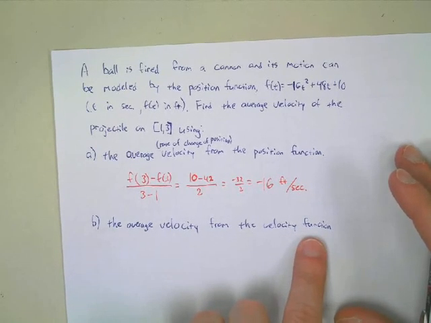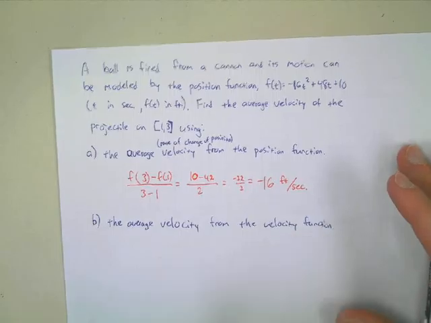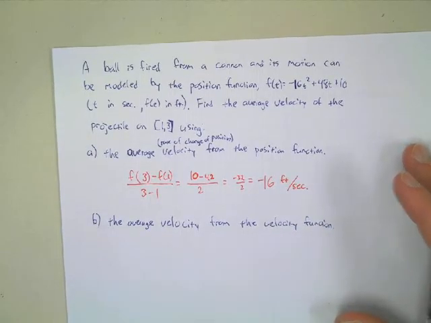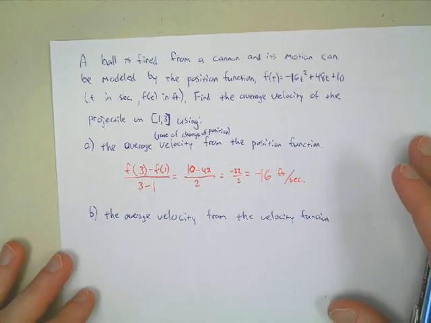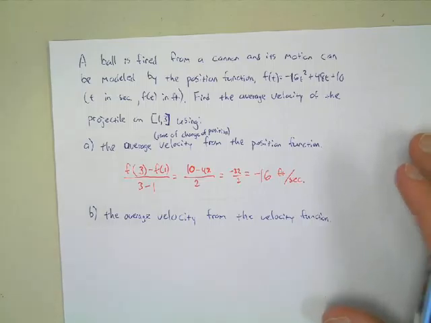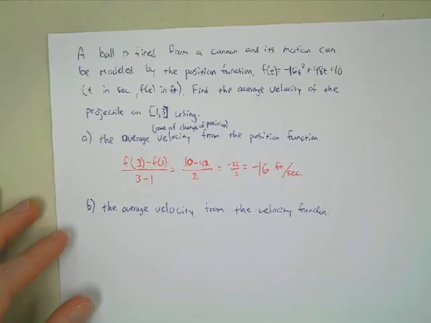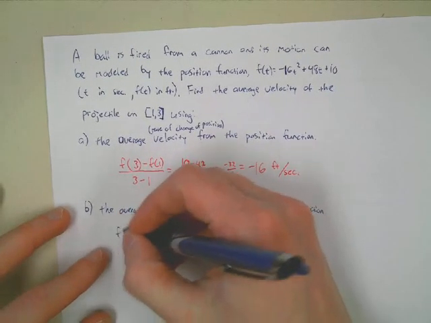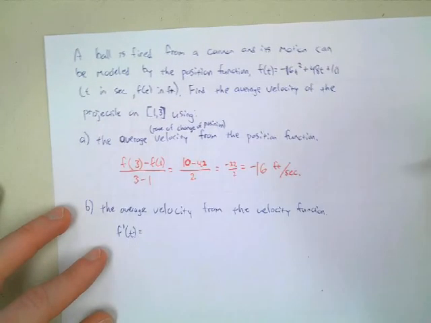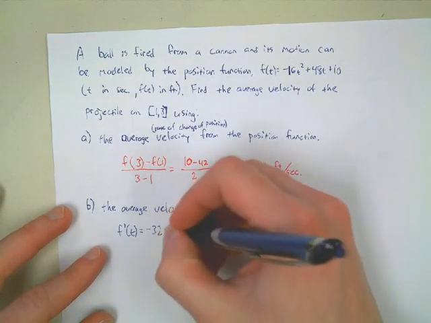well, we've got to find the velocity function. So how do we find the velocity? What would the velocity function be, or how can we find that? Derivative of the position function. F prime of t equals negative 32t plus 48. That's the velocity.